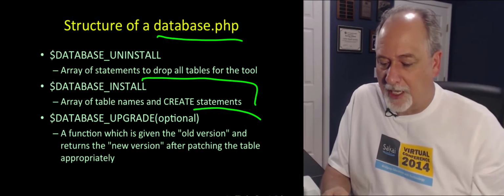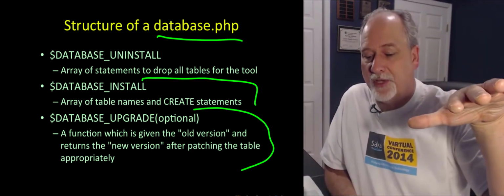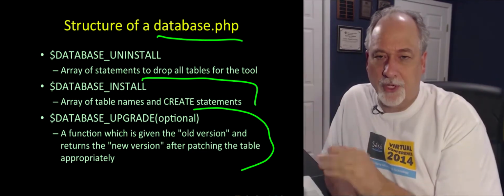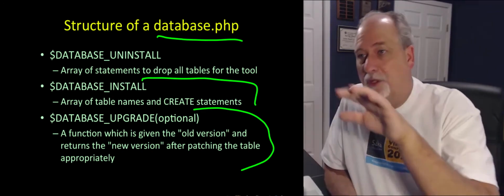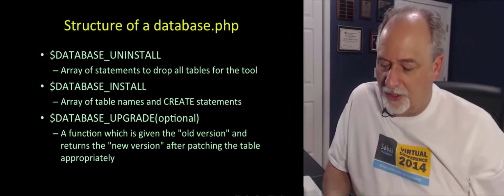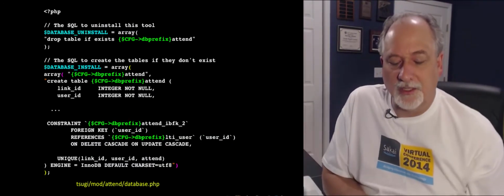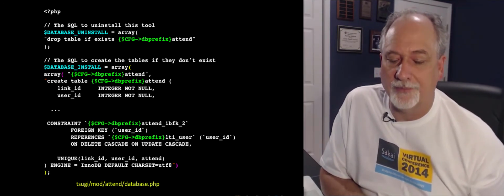And then database upgrade is for if, after you did the first database create statement, you added a column, but you want to then auto upgrade. Then you have to add a little thing to database upgrade to say alter table, add column, yada yada. So I'll go over these in some detail. So here is the attendance tool, database.php, which is a very simple example of one.